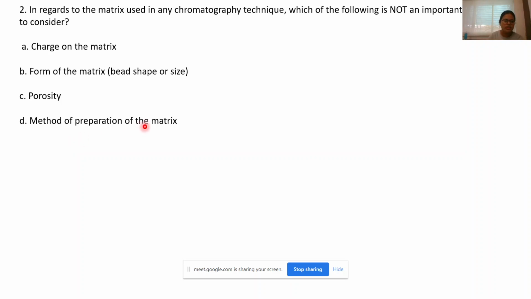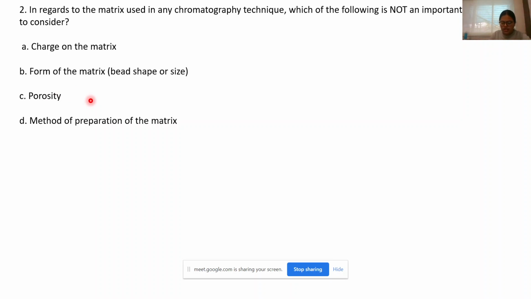And option D is method of preparation of the matrix. This does not have any role in how a protein or a compound of interest will interact with a chromatographic matrix. So the correct option is option D, method of preparation of the matrix. All these three, charge on the matrix, form of the matrix, and porosity, are important characteristics of a chromatographic technique.